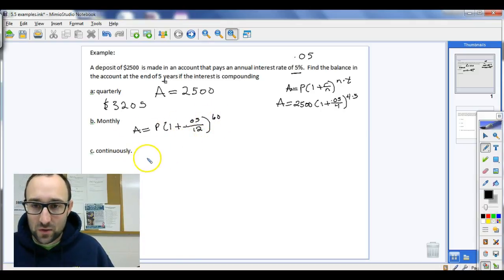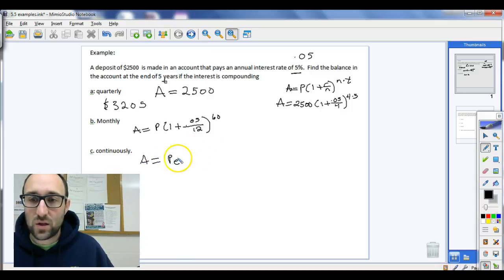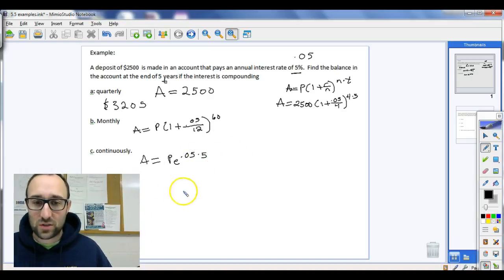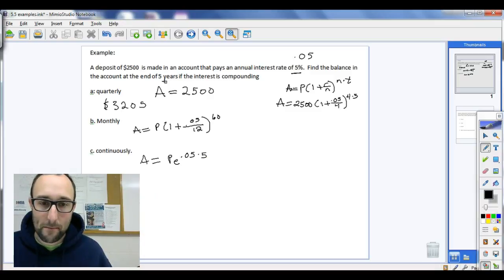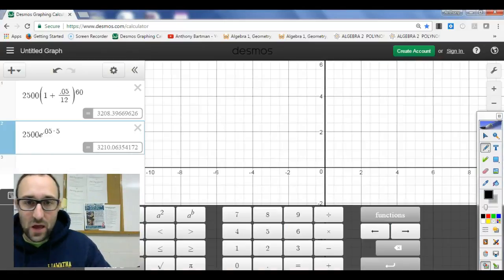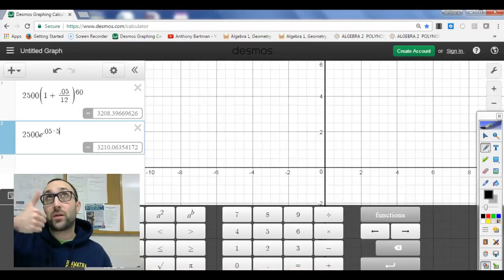So then, continuously, the amount is going to equal P times e to the rate, which is 0.05, times the time, which is 5. All right, so we're going to go through, and we're just going to find these answers real quick, and here they are. All right, so we have those, and the answer should be right above me up here.